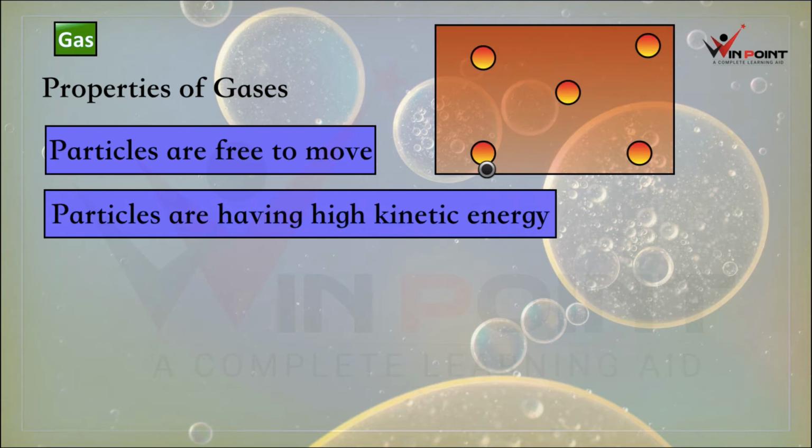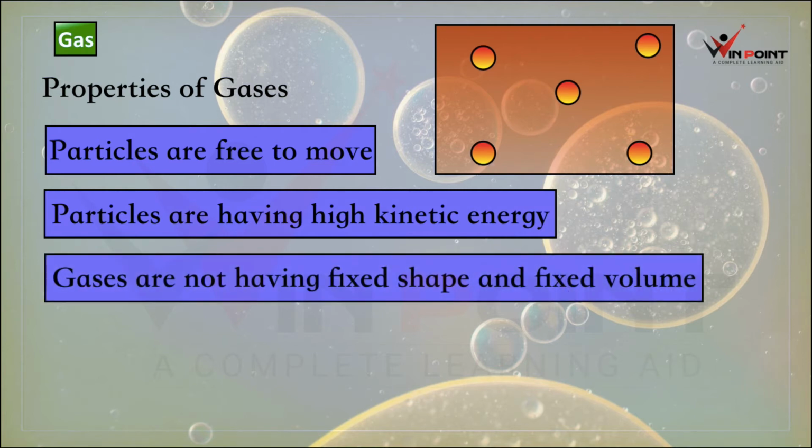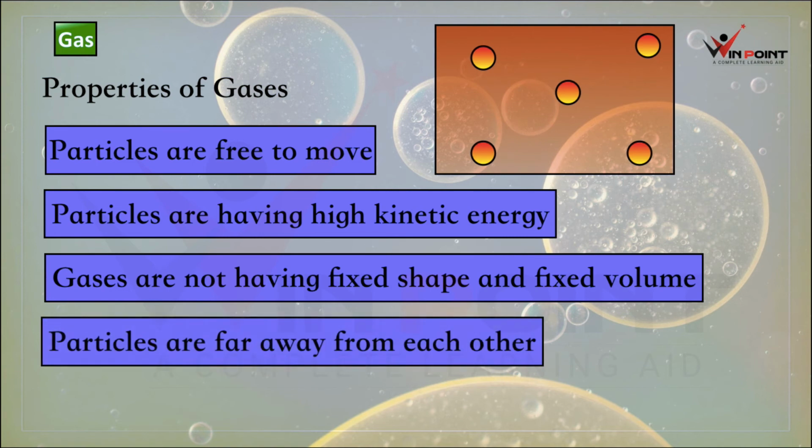Kinetic energy is the energy of an object because of its movement, right? And the moving capacity of these particles is very high. It can move everywhere. Gases do not have fixed shape and fixed volume. Particles are far away from each other. The distance between the particles is very high. The intermolecular space is very high.